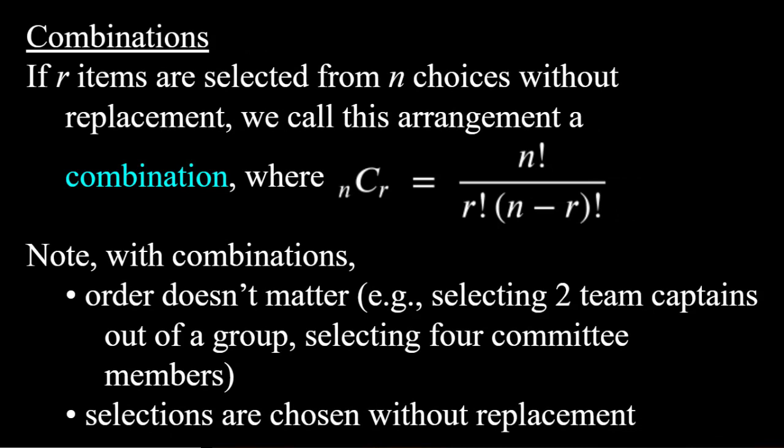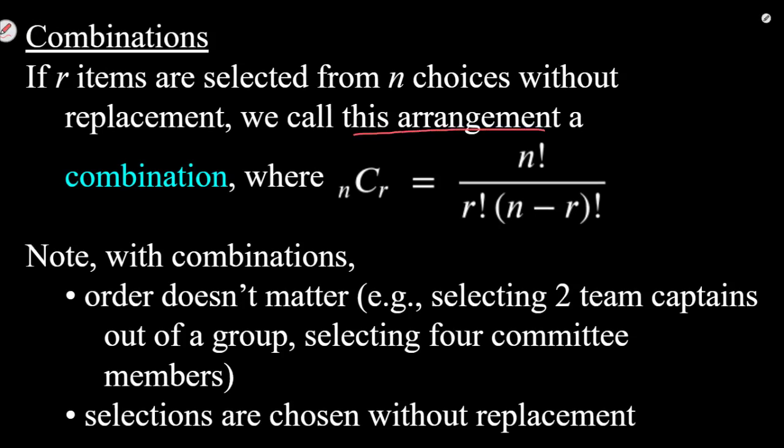Besides permutations, we also have what are called combinations. And if our items are selected from n number of choices without replacement, we call this arrangement a combination. Now notice there's no ordered arrangement here. For permutations, the order mattered. In combinations, the order is not going to matter.